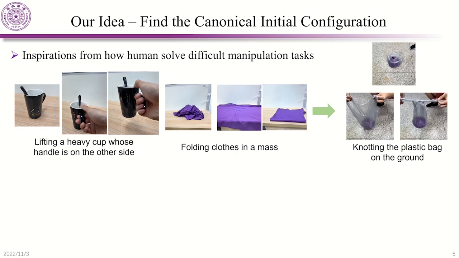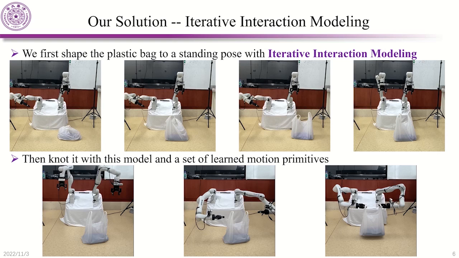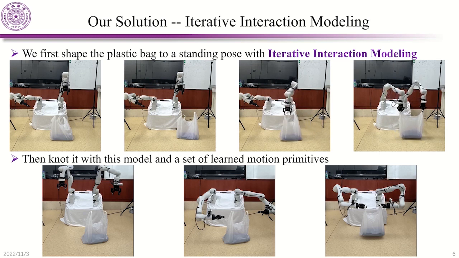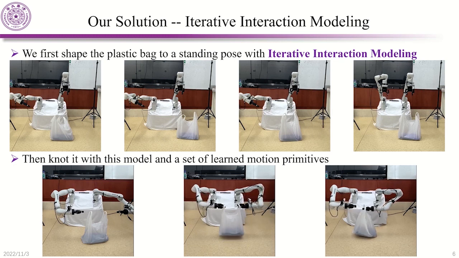But is this feasible? Our answer is yes. If we can hang the handles of the plastic bag on the robot arm, we could probably solve the task based on recent works. So in this work, we first shape the plastic bag into a standing pose with iterative interactive modeling. Then we knot it with this model and a set of learned motion primitives.